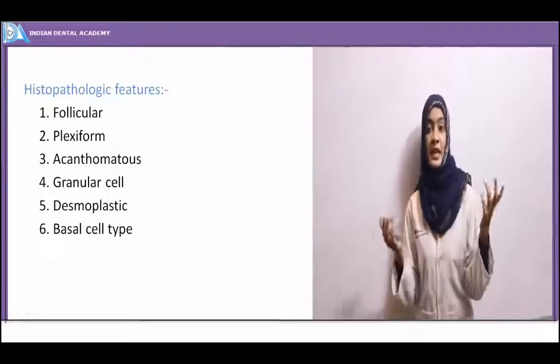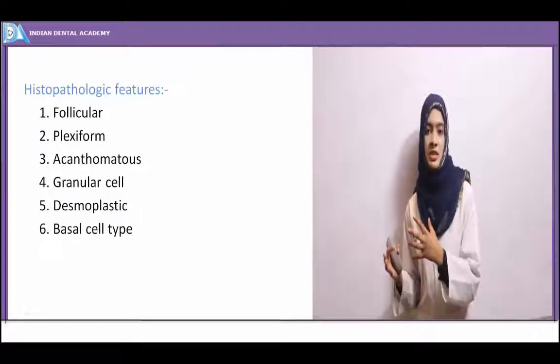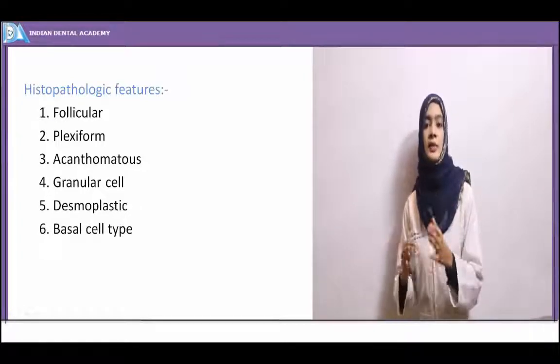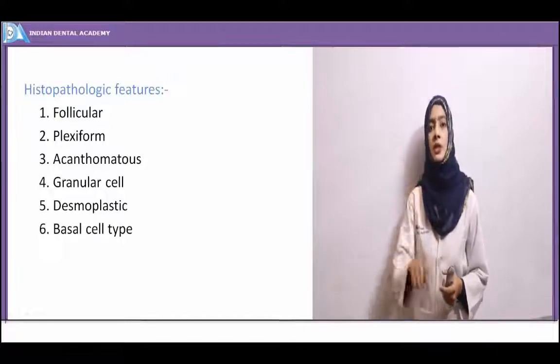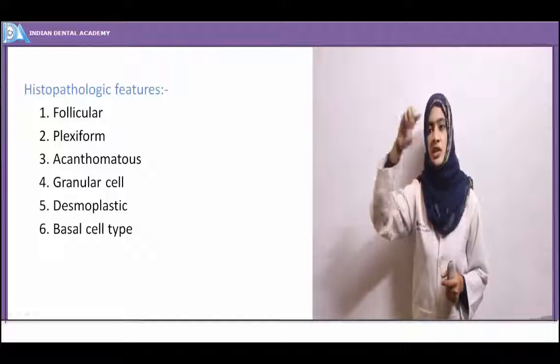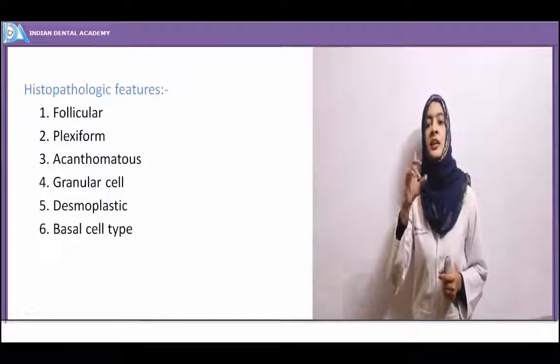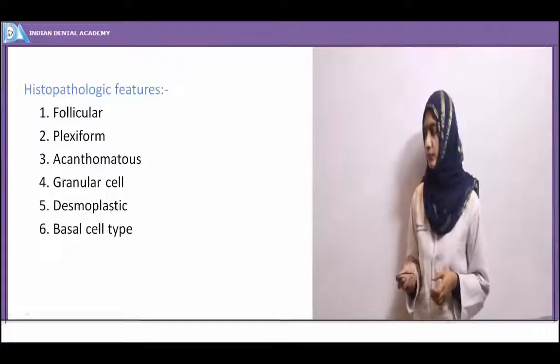And the name ameloblastoma, so the tumor cells, whatever we are seeing histologically, they resemble the ameloblast cells. How are the ameloblast cells? The ameloblast cells are nothing but tall columnar cells with peripheral palisading and a nucleus which is situated to one side. That is the characteristic ameloblast cell appearance.